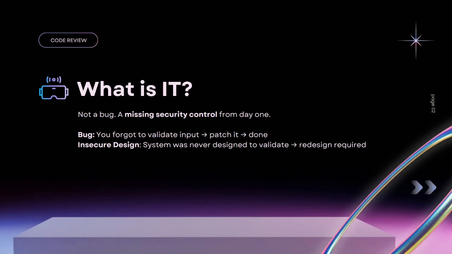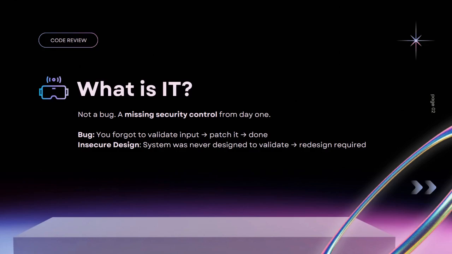No server-side validation of user role. The system assumes the client would not lie. And last but not least, passwords stored in plain text. The architecture never included hashing from the start. These are not bugs, these are missing controls. The OWASP Top 10 category is A06 for 2025, and the reason it matters is because it usually enables a lot of other attacks. It's not glamorous, but it is the foundation for some devastating exploits.